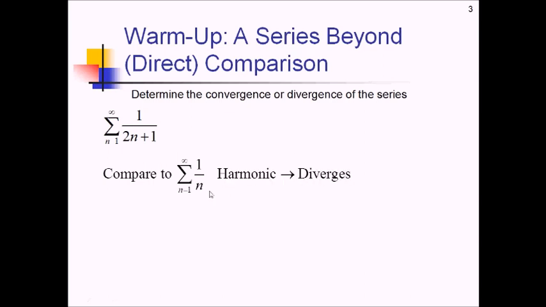diverges. So putting these things in order, 2n plus 1, that's a larger denominator than n. That means that the original series is smaller than the harmonic series, so we can write 0 less than or equal to 1 over 2n plus 1, less than or equal to 1 over n, and then that's going to be true for n values 1 or greater.